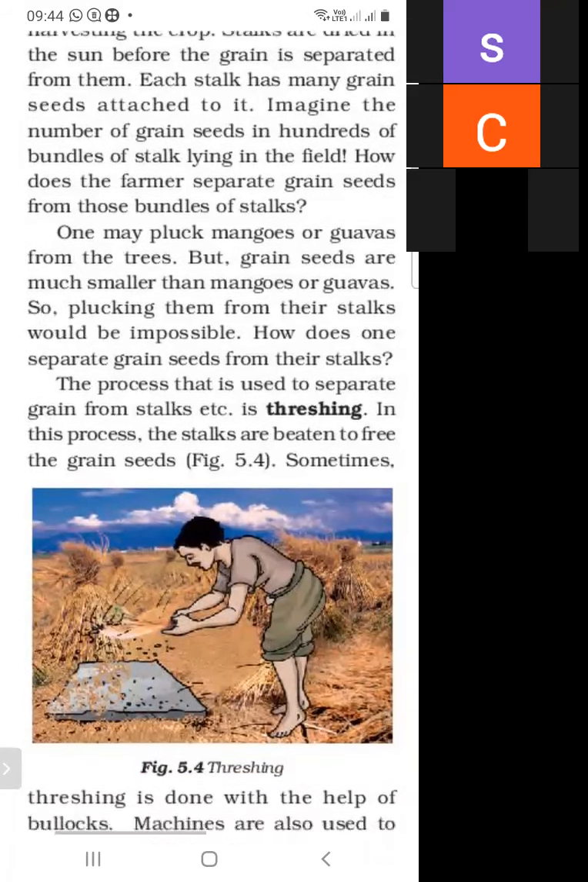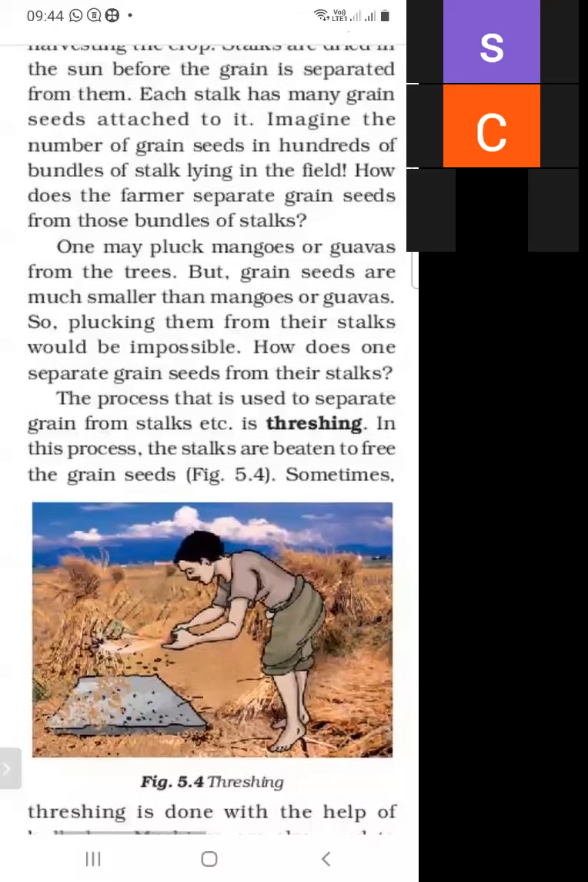How does one separate grain seeds from their stalks? You have to pluck mangoes or guava from the trees, but grain seeds are much smaller than mangoes or guavas. So plucking them from the stalks would be impossible. So how can we separate grains from their stalks?